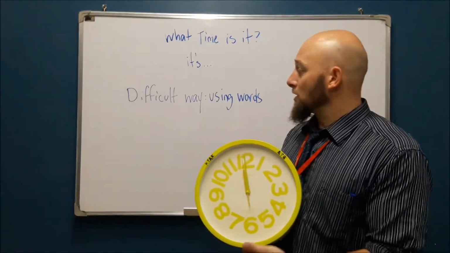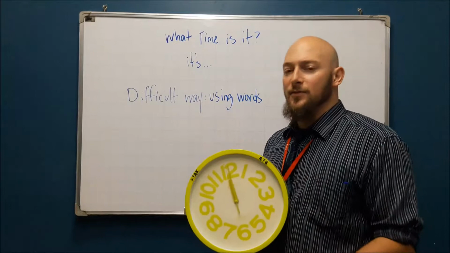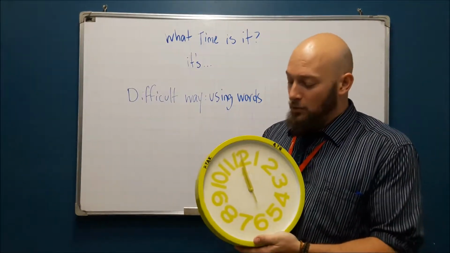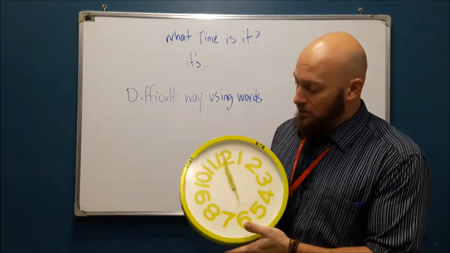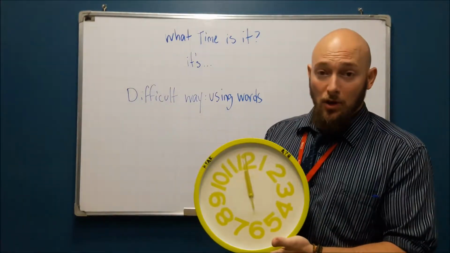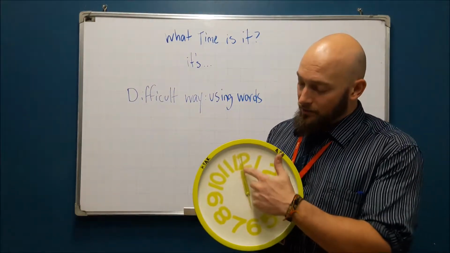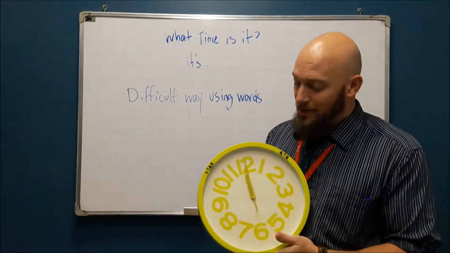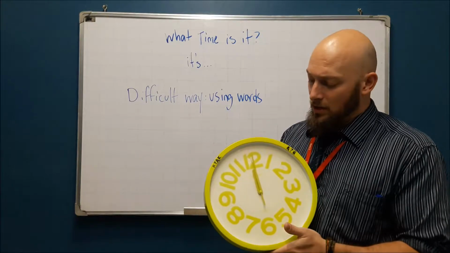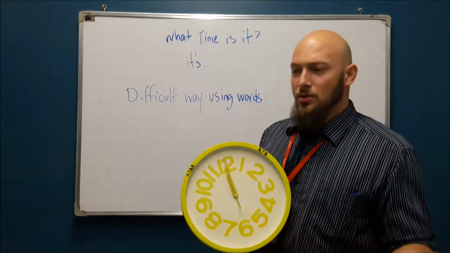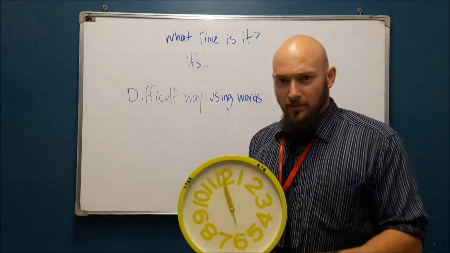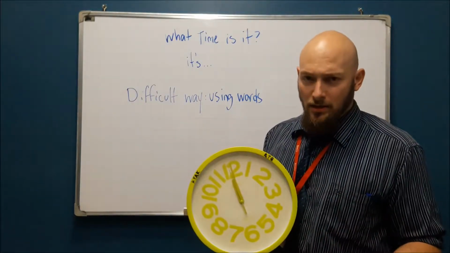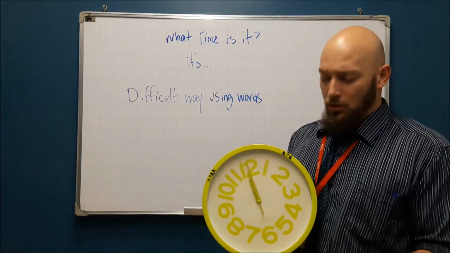Okay, now we're going to look at the easy way and difficult way, how to say them together. The difficult way is with words. Okay, so here we have 12 o'clock. The hands are both faced towards the start of the hour of 12, so we are at 12 o'clock. There is no easy way or difficult way for the starting of the hour. There's only one way. We say 12 o'clock.